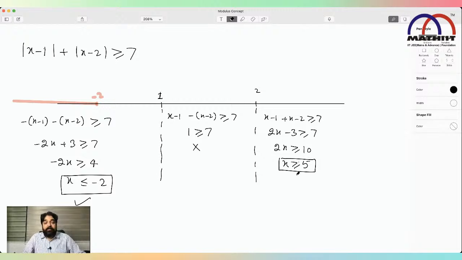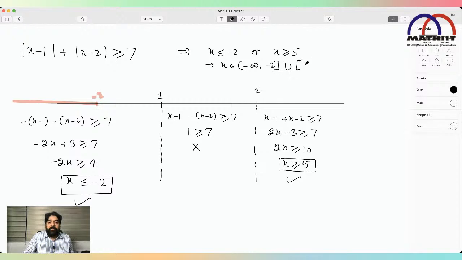Is this acceptable or not? We are doing this under what condition? x should be bigger than 2. Is it bigger than 2 or not? Yes, it's bigger than 2. So this is the answer. The final answer of this question will be x less than or equal to minus 2 or x greater than or equal to 5. If you want to write in interval form, which we'll discuss later, that will be x belongs to minus infinity to minus 2, or, meaning union, 5 to infinity. That is what the answer is going to be.